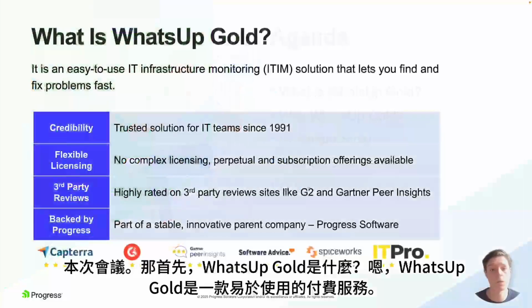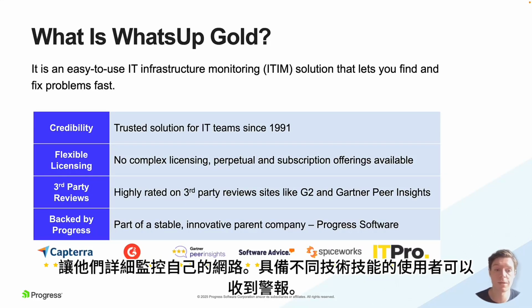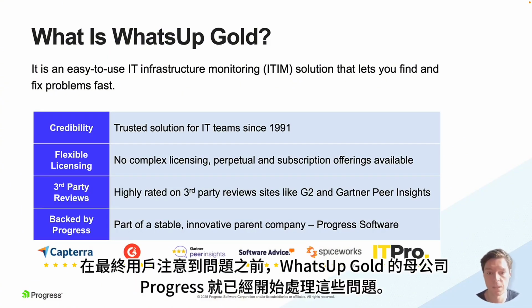So to kick it off, what is WhatsUp Gold? Well, WhatsUp Gold is an easy-to-use IT infrastructure monitoring, or ITIM, solution that helps users to avoid downtime by enabling them to monitor their network in detail. Users with a range of technical skills can get alerts on everything that's going on in the network, see exactly what's happening, and then resolve network issues before their end users even notice.